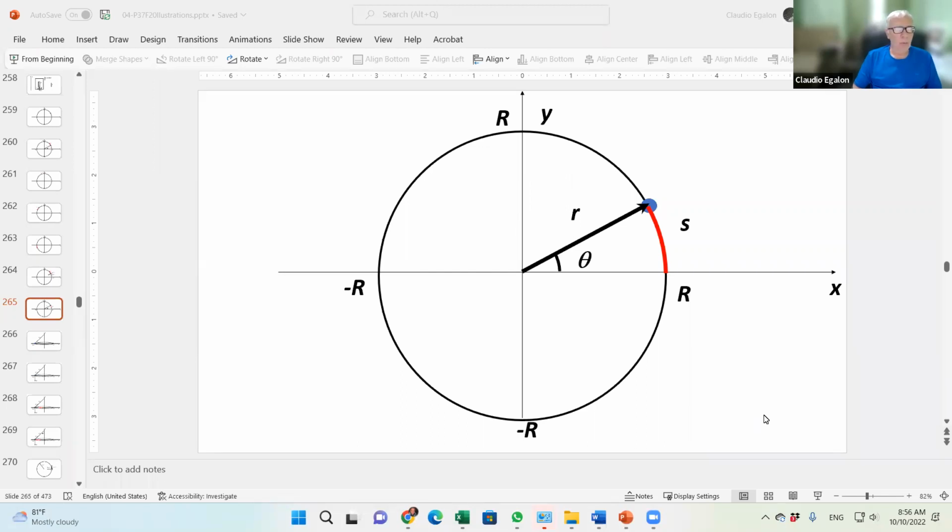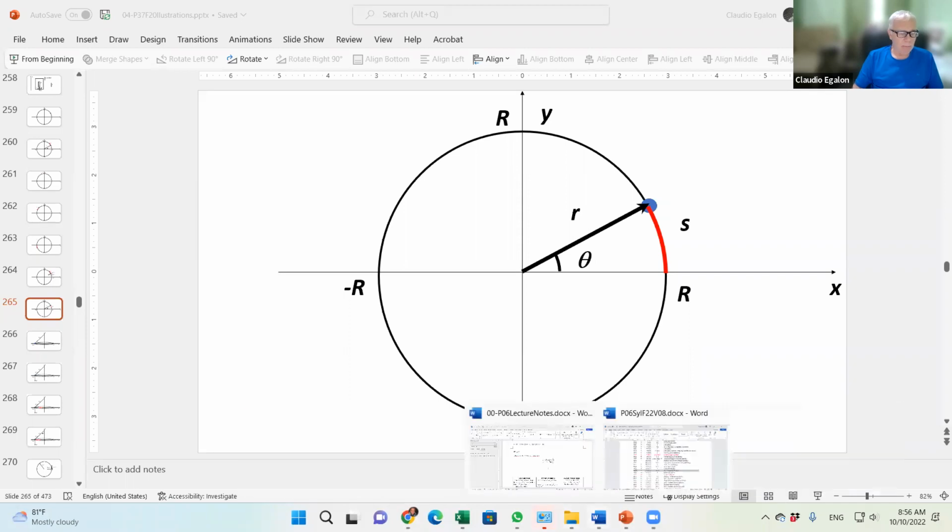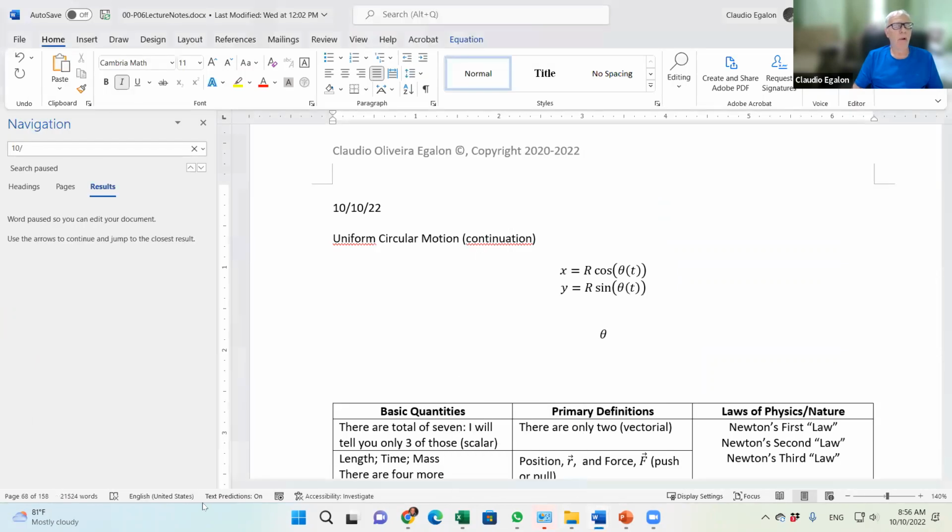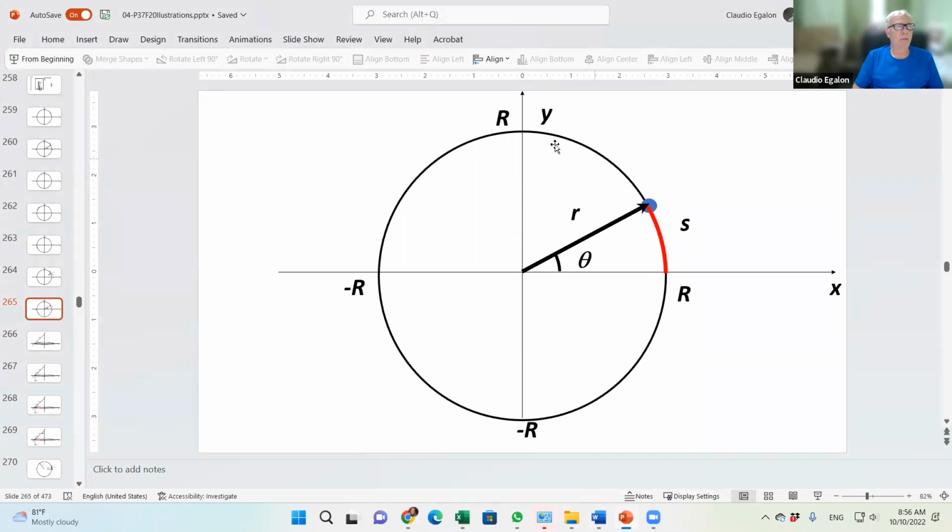Okay, today is October 10th, 2022. We are proceeding with the topic on uniform circular motion, right? Just summarizing what we did so far. We have a particle undergoing uniform circular motion, which is constant speed in a circle. And we want to derive the equations of motion of this particle.